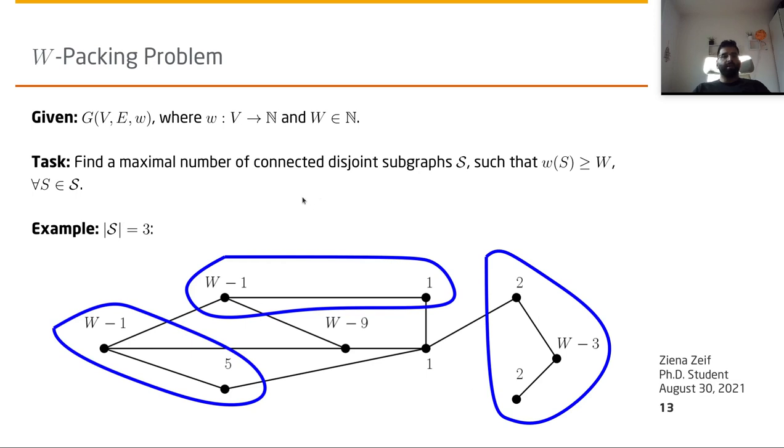Before coming to the balanced crown decomposition, let me introduce the W packing problem for a perfect understanding of the balanced crown decomposition. Given is a vertex-weighted graph and the parameter W, and our goal is to find a maximum number of connected disjoint subgraphs such that each of them weighs at least W. Here's an example for 3 subgraphs. All of them are disjoint, each of them is connected, and each of them weighs at least W. For example, this subgraph here weighs W plus 4.